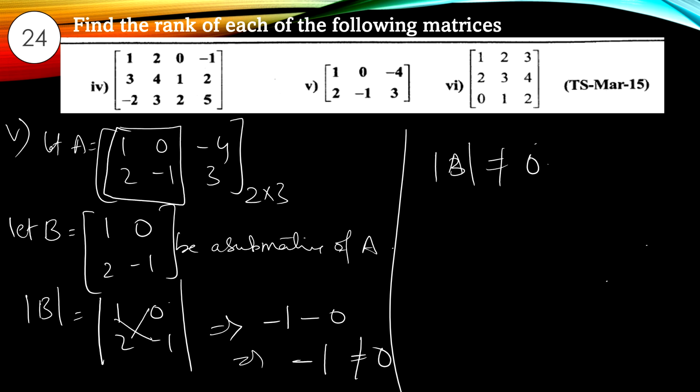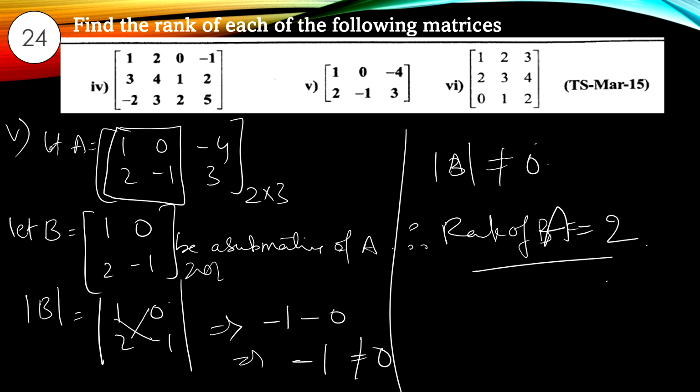Therefore we can say this is the order of a 2 by 2 matrix, right? So the rank of B is equal to, sorry, directly we can say either rank of B or rank of A, because B is also a submatrix of A only, right? So directly you can say the rank of A is equal to, since the submatrix of A has nonzero determinant, which is of 2 by 2 order, then we can say the rank of A is equal to the order of this 2 by 2 matrix, which is 2. So the rank of A is equal to 2.